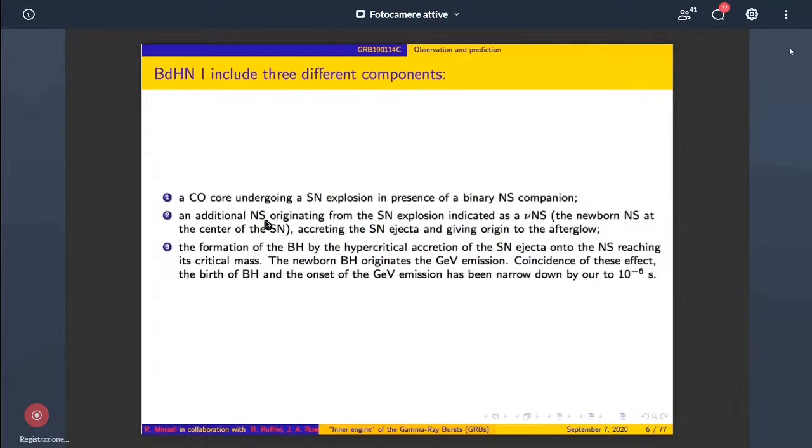The black hole will produce the ultra-relativistic prompt emission phase, the GeV emission, and the TeV emission. And finally, the new neutron star will produce the X-ray afterglow.